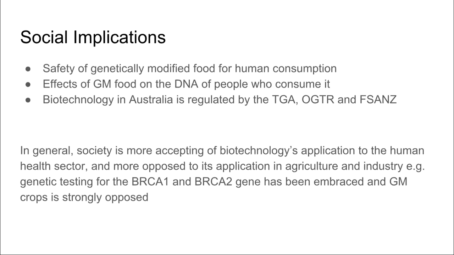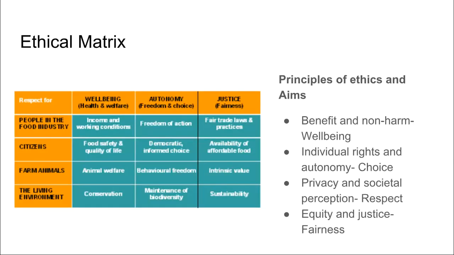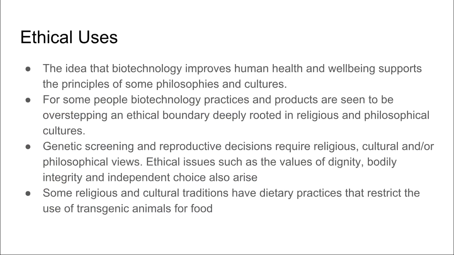So people embrace the genetic testing for the two genes that cause breast cancer. However, the production of genetically modified crops can still be opposed by a lot of people. Here we have an ethical matrix, and when we talk about the ethics and aims of biotechnology, we need to look at whether they have a benefit and are non-harming, or whether they improve someone's well-being, individuals' rights and autonomy. So that's where we look at choice, we look at respect, and then we look at fairness.